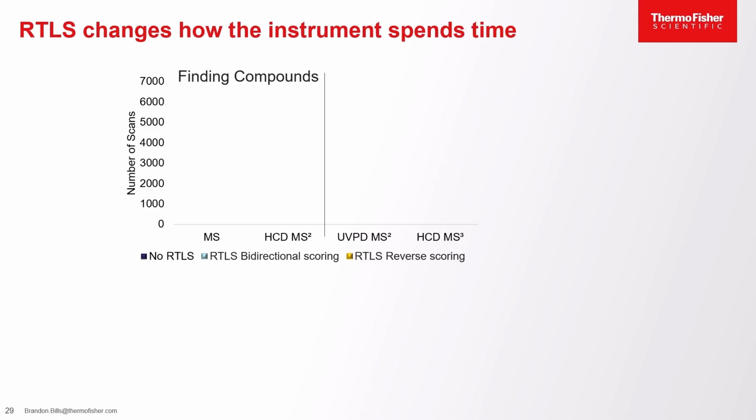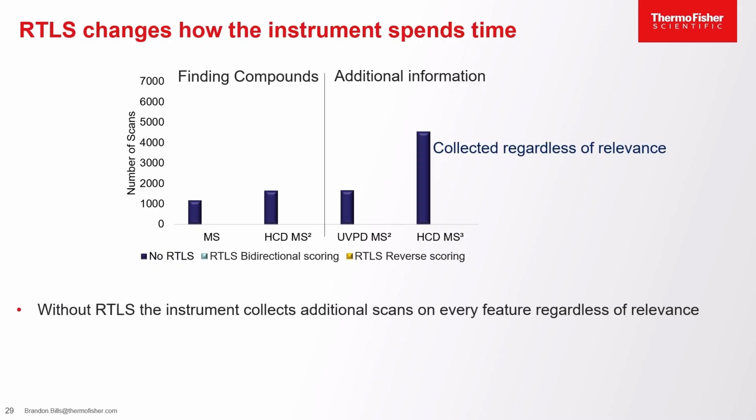On the right is the additional information. This is the UVPD MS2 and the MS3 that helps characterize those compounds later on when we're processing our data. We can see that without real-time library search, it spends most of its time on the right side of this graph, collecting the additional information. That's because you can see we've got a similar number of UVPD MS2 as HCD MS2. It runs everything in a brute force manner, regardless of how relevant that compound is.